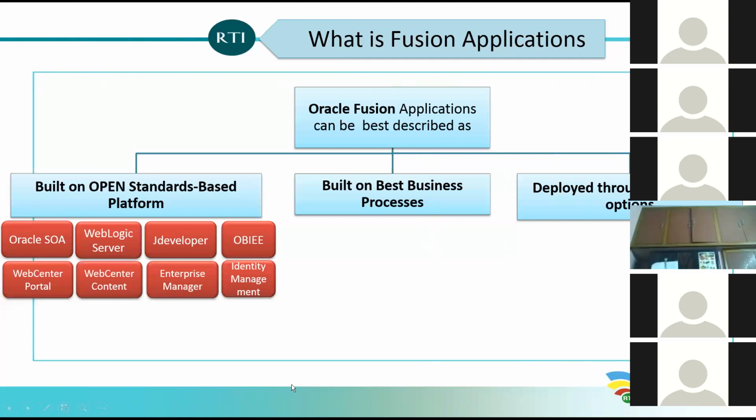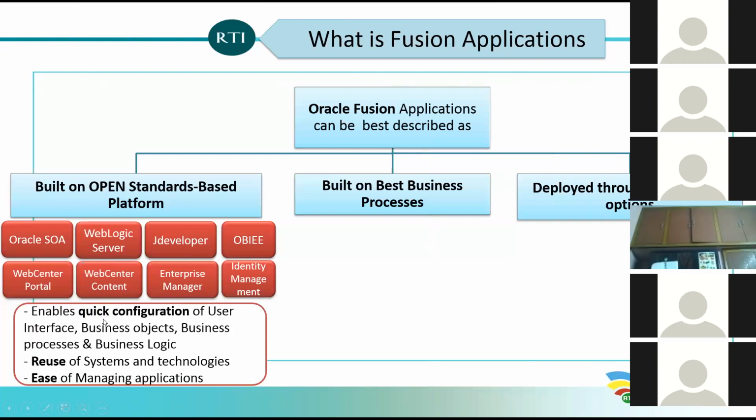So these are all the components on which Fusion applications has been built, basically. These are very independent. Because of this independence, it is easy to configure, easy to reuse, and easy to maintain. That is why Fusion applications have become so popular, because of this open standards based platform. Okay, so how it is being used, I will talk about in a while.